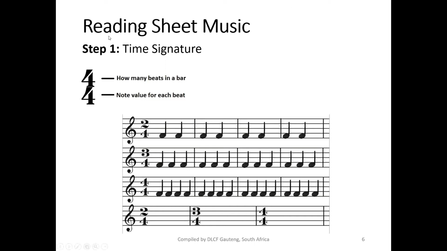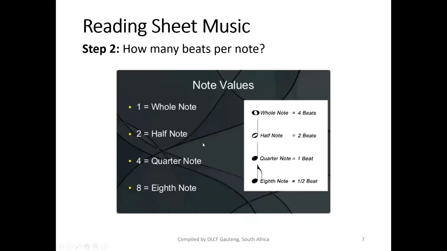For now, we'll ignore the heading, but this is one of the steps we need to take in order to read music. Like we mentioned earlier, in 4/4, the 4 on top tells us how many beats are in each bar of a sheet music, and the 4 below tells us the note value for each beat. It tells us which note carries one beat. It's either a minim, a crotchet, or a quaver. Here we have different time signatures: 2/4, 3/4, 4/4, and it goes like that.